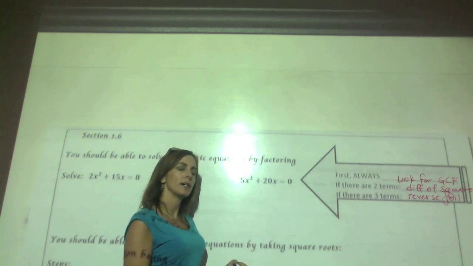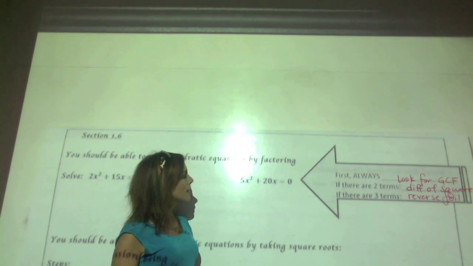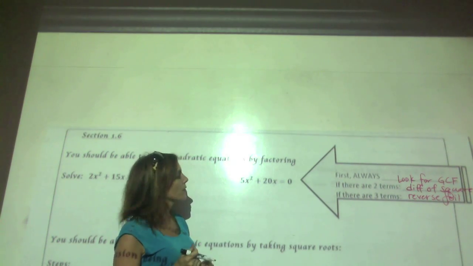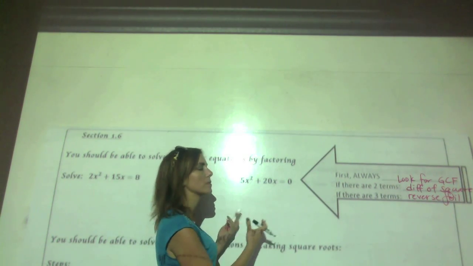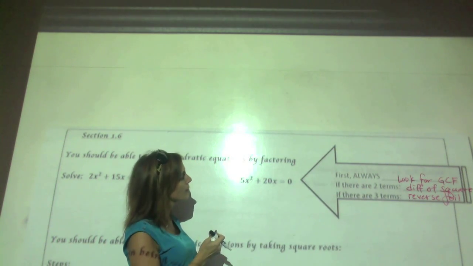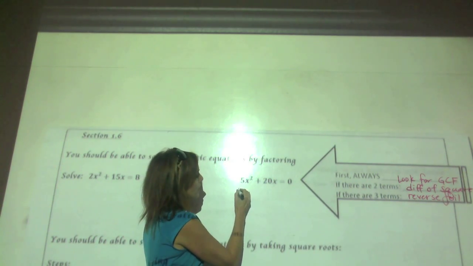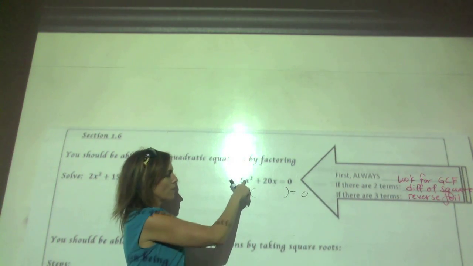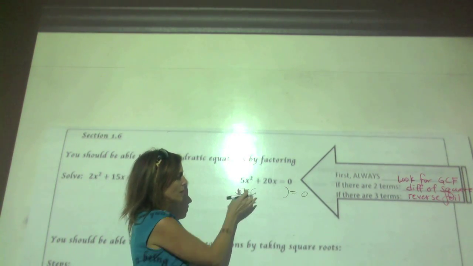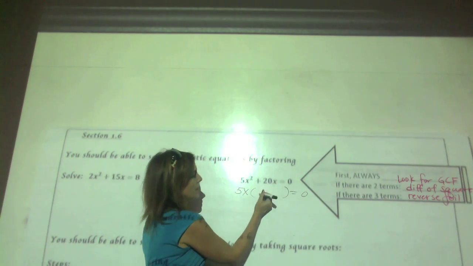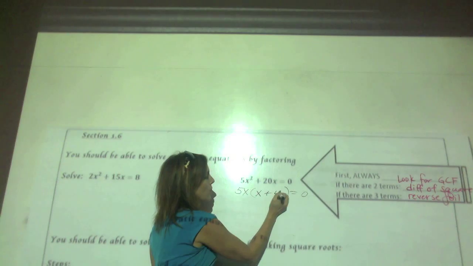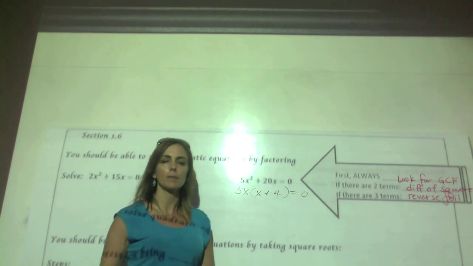In this situation, we have a quadratic that's two terms, and we always start by looking for that GCF. We have it already set equal to 0, so it is set up for us to go ahead and solve. So let's go ahead and start by factoring out a GCF, which we know 5x goes into both of these terms. So 5x squared divided by 5x gives me x, and 20x divided by 5x is 4. So I'm done factoring.